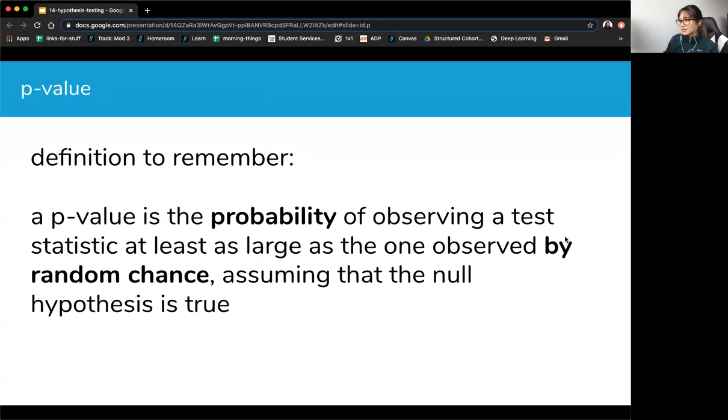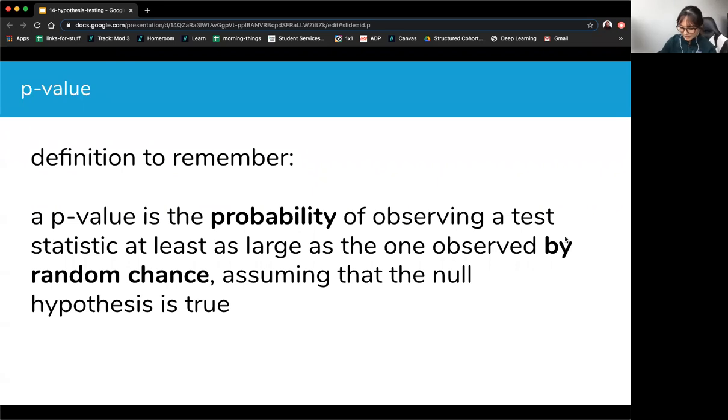So to start, what is a p-value? p-values are actually going to be one of the main things that you will be interpreting once we get into modeling. So it's a really important definition to at least either conceptually remember or by definition remember. So a p-value is the probability of observing a test statistic at least as large as the one observed by random chance, assuming that the null hypothesis is true.